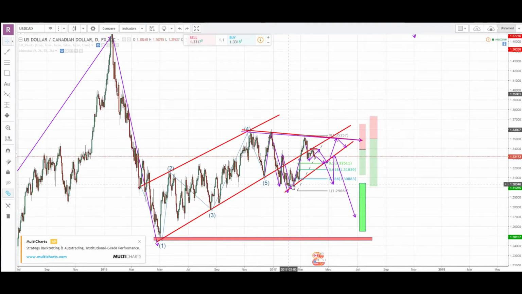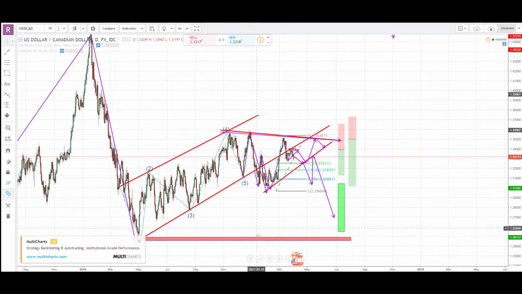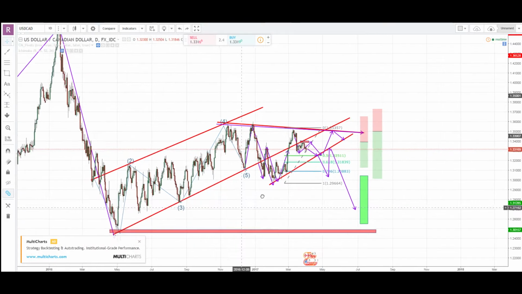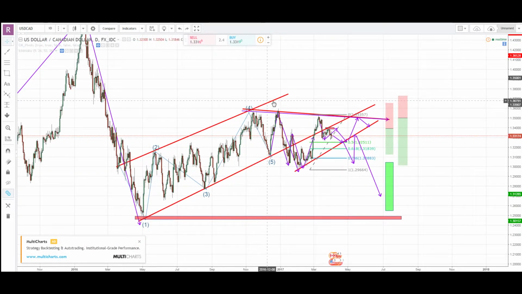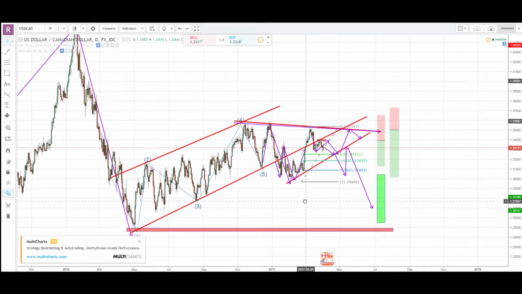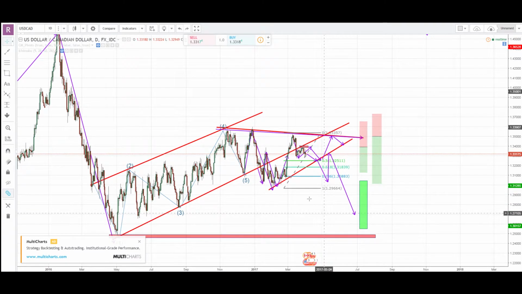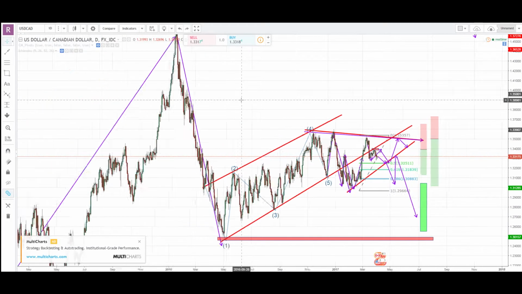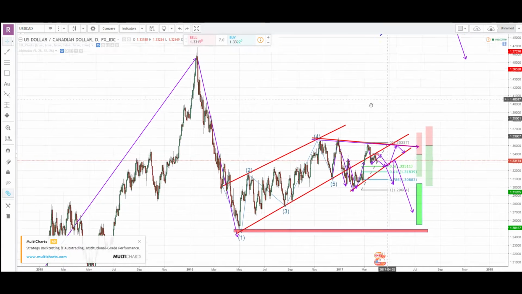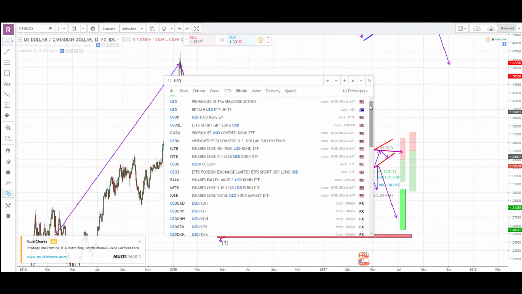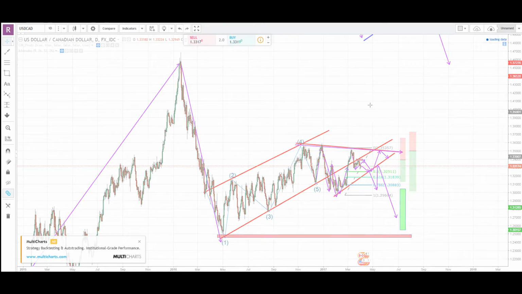On the larger view, as I said, I'm expecting it to go lower because structure broke. It's creating a new structure right there. Okay, and it will definitely go lower right now. Okay, that was USD CAD. Let's pass on the last one, USD Swiss franc.